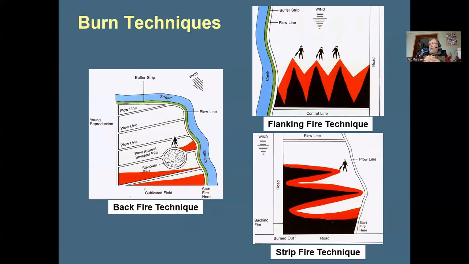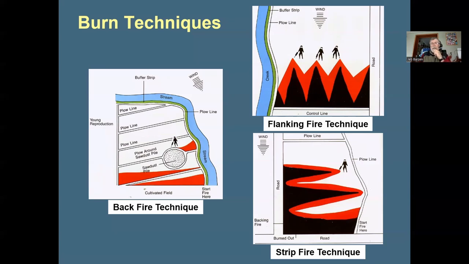I use it in long, narrow strips, especially if part of what I'm lighting under is underneath a power line, because a flanking technique keeps the heat down underneath the power line and moves the fire quickly out to either side of the line without too much heat being directed up towards the line. And so a flanking technique is often used in that sort of circumstance.